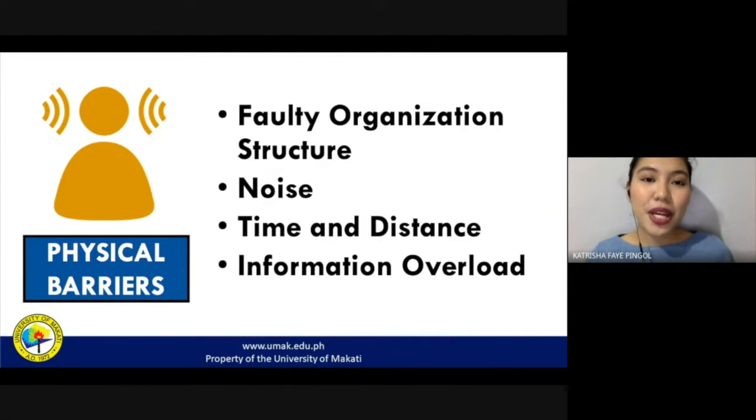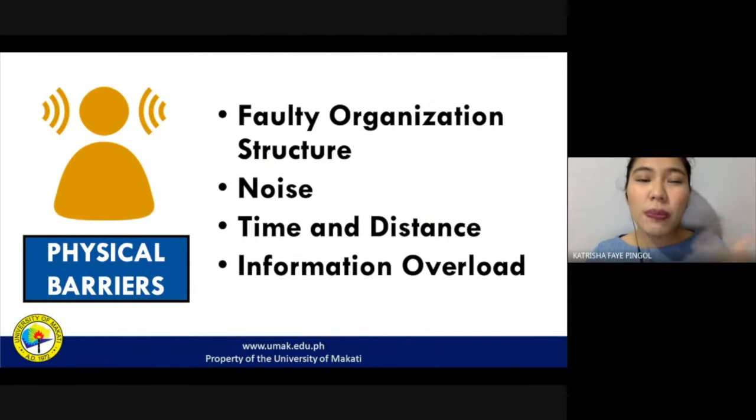Another physical barrier may be having too much information. This is very particular to students or people who are trying to study, to absorb a lot of information in a limited amount of time, or in a short amount of time. So it results more often than not in information overload. There is way too much information being absorbed, being learned, or being taken into account, which makes it even more difficult for you to understand it.